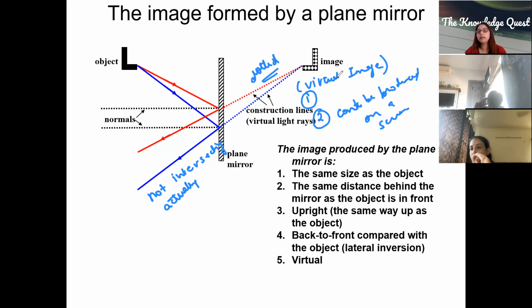What do I mean by that? One, you understood that they are not actually intersecting. You had to produce them back to make them intersect. That is one point. Second point is they can't be produced on a screen.